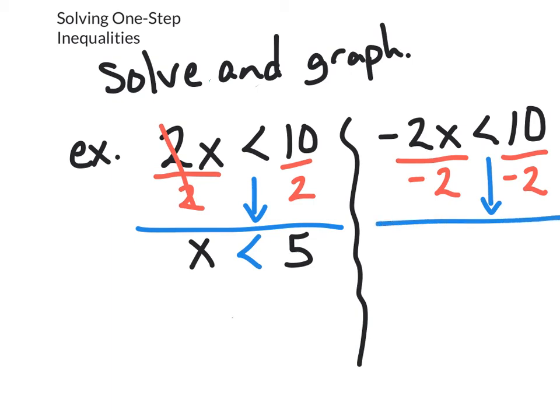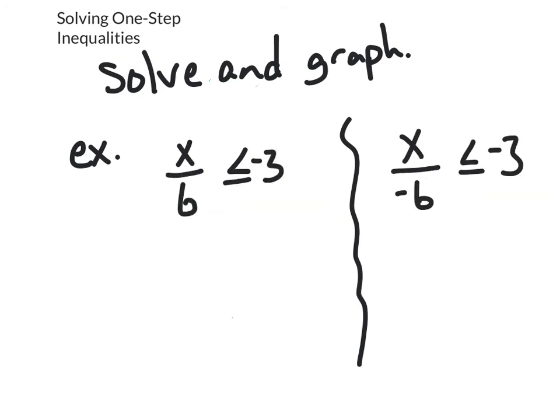Now when I go ahead and cancel this off, I cancel those off here, I once again end up with an x, and I end up with a negative 5. But in this scenario here, because I divided by a negative number, I must flip this, and therefore my answer is x is greater than negative 5. Hopefully if you take a look at both of these, you see the difference between when you actually have to flip the inequality and when you don't.